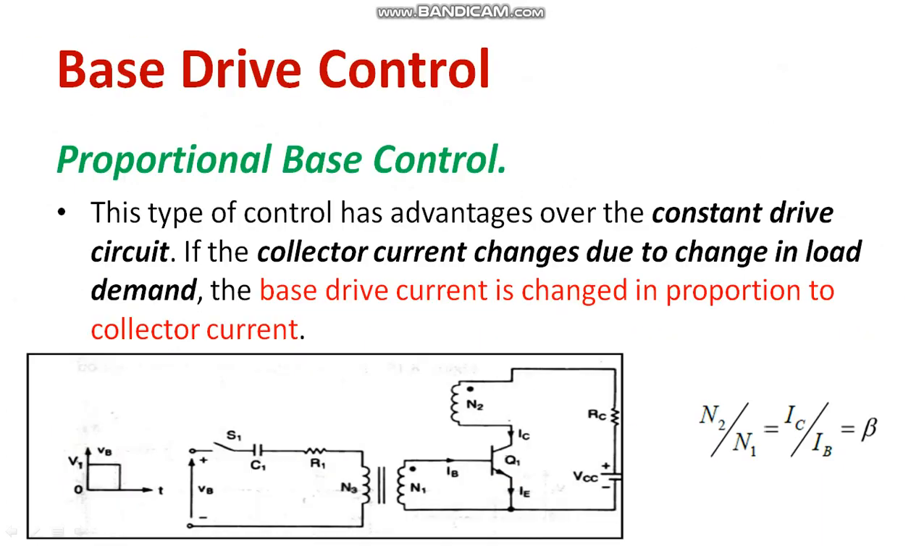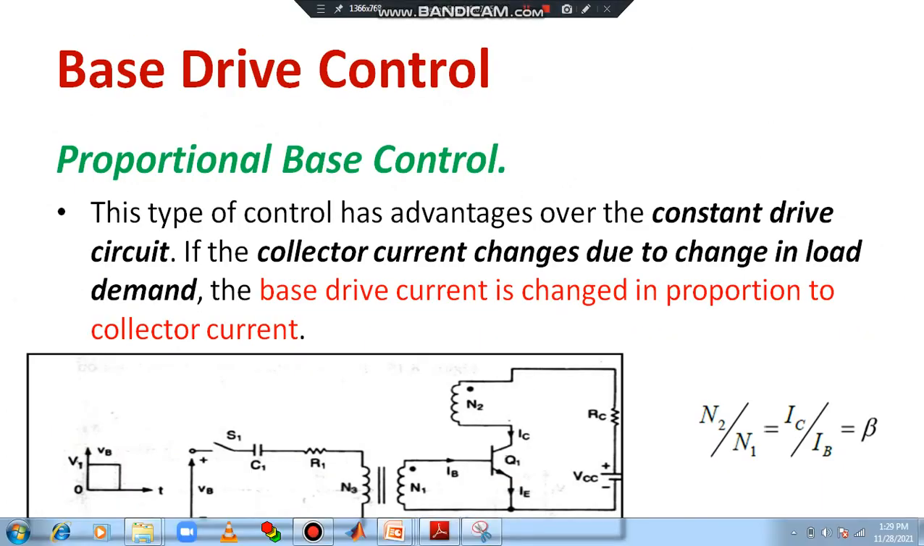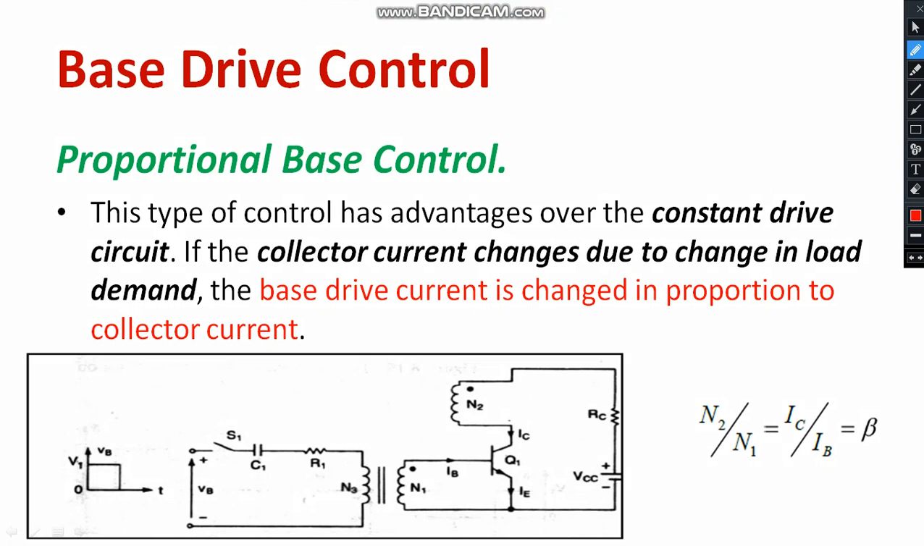Now I would like to discuss proportional base control. So far we discussed the constant drive circuit for turn on and turn off. But here we are going to study proportional base control. As everybody knows, the collector current and base current are both dependent. So you can write a ratio: the ratio of IC by IB is the forward current gain beta. This equation you must be familiar with, and IC can be written as beta times IB.